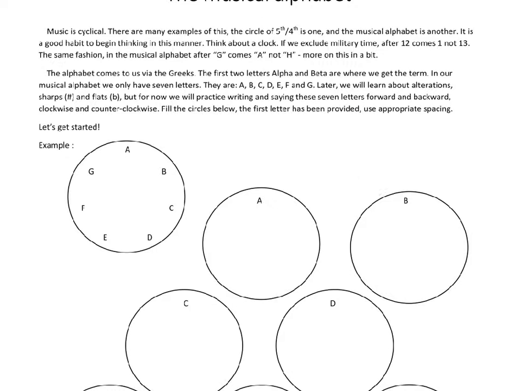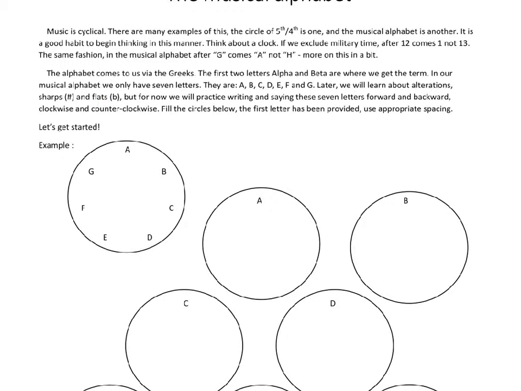So the musical alphabet, and our alphabet as well, comes to us from the Greeks. This comes to us because of the first 2 letters in the Greek alphabet, alpha and beta. Our musical alphabet is very similar to the alphabet that we've all learned in elementary school, only, as I said before, it only has 7 letters: A, B, C, D, E, F, and G. Now, there are alterations. In other words, we will have to modify some of these eventually with sharps and flats.